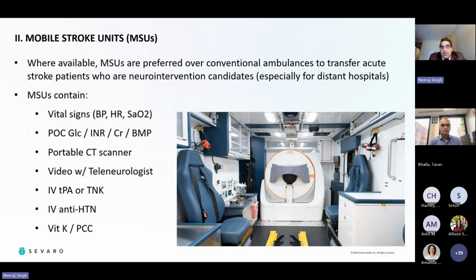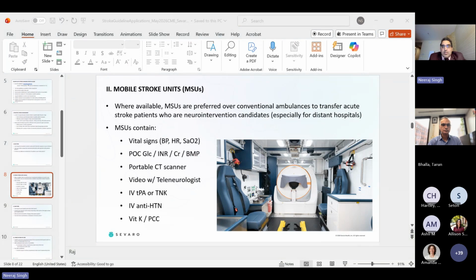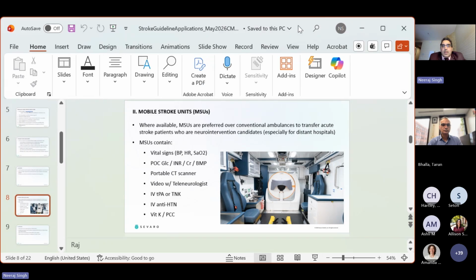IV antihypertensives may be available to help bring blood pressure within parameters if that's the only absolute contraindication for getting TPA or TNK, and even such medications as vitamin K or PCC if we're dealing with an intracranial bleed. So in other words, the ability to initiate treatment is there, even if the patient's far away from a center where they can get further treatment.